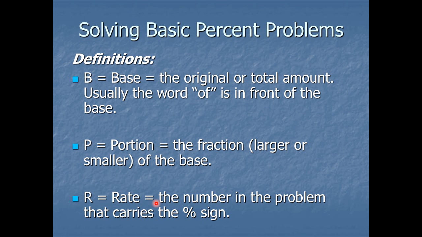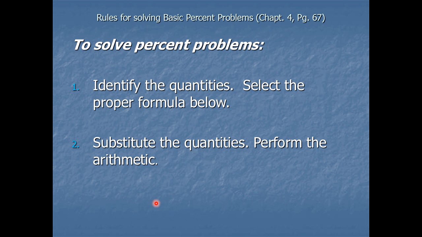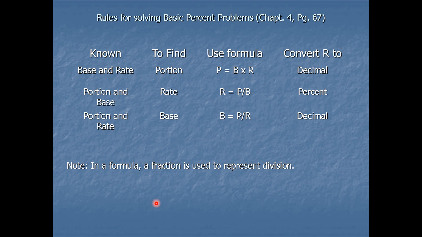If you know these three terms, in most percent problems you will have them. You will be given any two out of these three, and then you will have to find the other one. So we identify what is given, and then we do the math, substituting the quantities in a formula. The formula is P equals B times R.